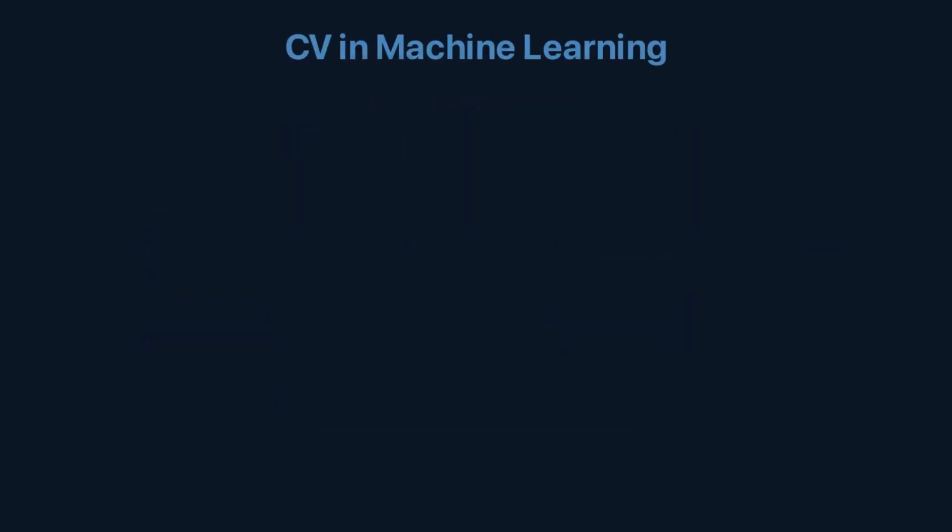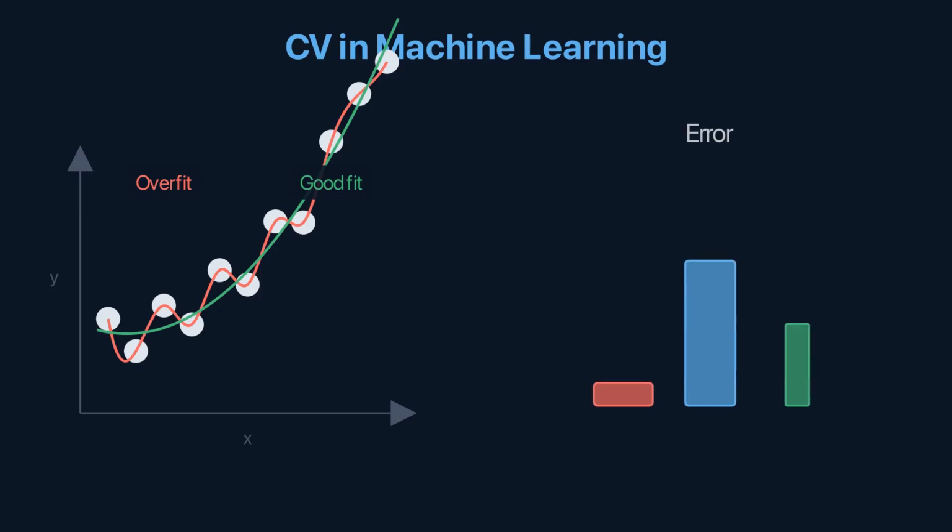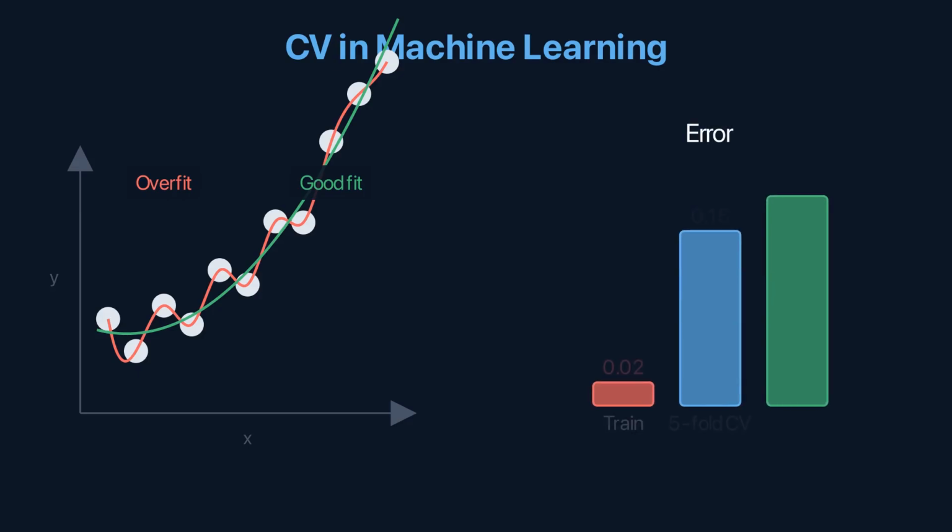Training error is always optimistic. The model has seen the data. A complex model can memorize every data point and achieve zero training error, then fail completely on new data. Cross-validation catches this. The sorting hat video used 5-fold cross-validation to evaluate classifiers: logistic regression, KNN, random forest.